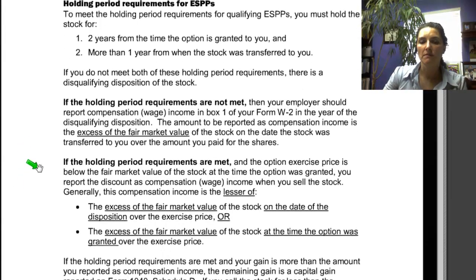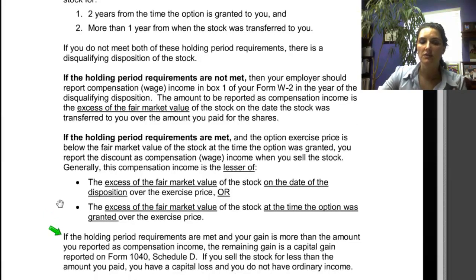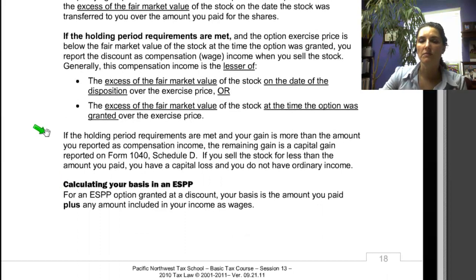If the holding period requirements are met and the option exercise price is below the fair market value of the stock at the time the option was granted, you still generally report the discount as compensation wage income when you sell the stock. Generally, this compensation income is the lesser of the excess of the fair market value of the stock on the date of the disposition over the exercise price, or the excess of the fair market value of the stock at the time the option was granted over the exercise price. Now, I know that these rules don't mean much till you see them applied, so we're going to do a number of illustrations coming up pretty quickly.